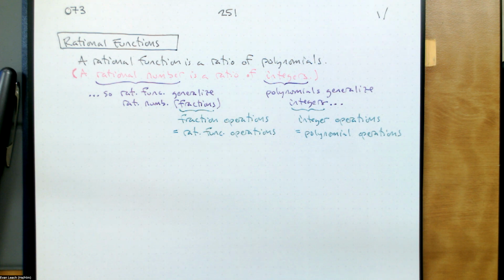So we're not doing new things. What we know about fractions is stuff we know about rational functions. We know that when we add fractions, we need a common denominator. We know that we can cancel out common factors in the numerator and denominator. We know that if we want to divide fractions, we need to multiply by the reciprocal, right? Those are all the operations that we're thinking of.